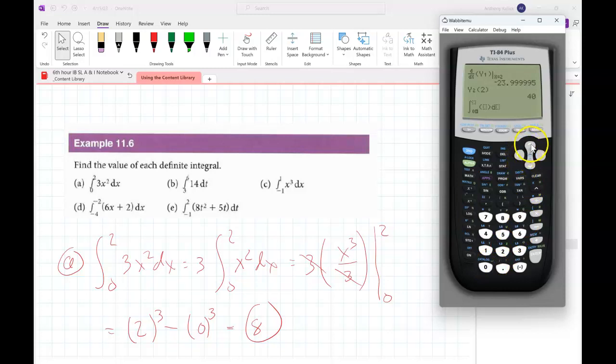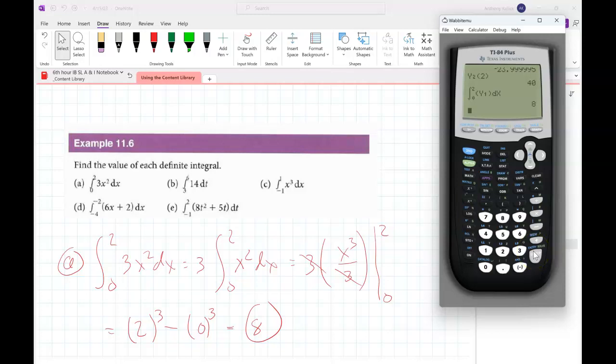So in the bounds, I'm going to type 0, I'll type 2. Inside the parentheses, I'm going to put y1. And at the end where it says d, I used x's in my formula, so I'm going to put an x there and then press enter.